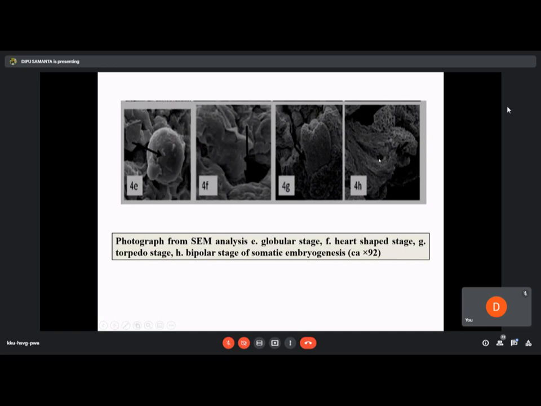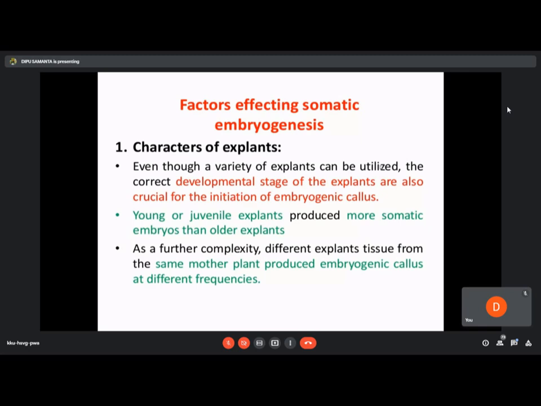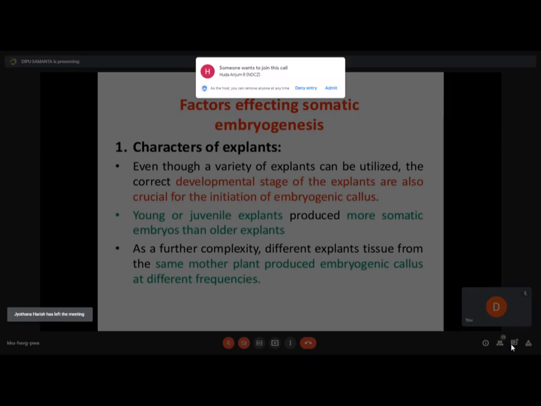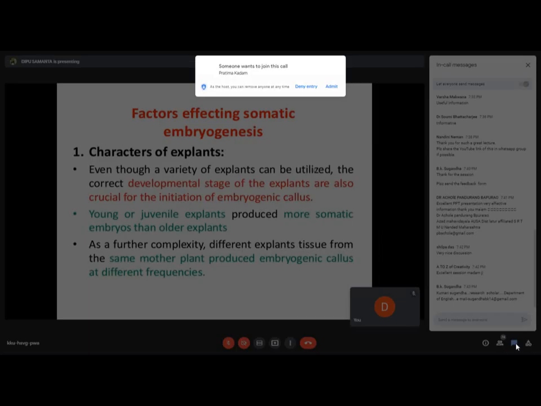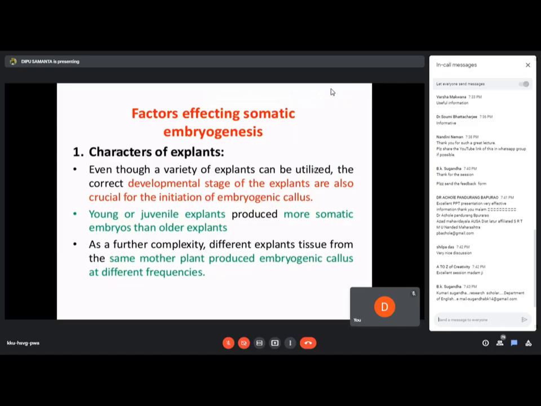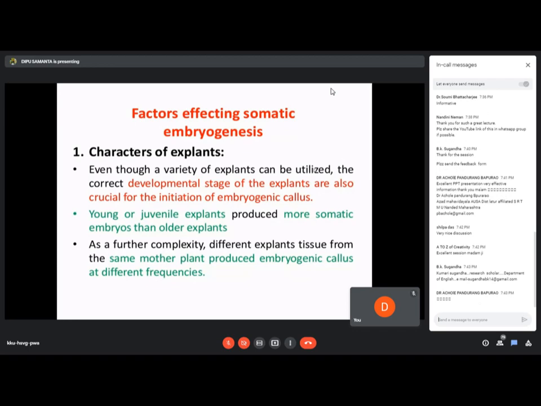Okay. Now, I have mentioned in earlier slides that there are several factors that govern somatic embryogenesis, of which the characteristic and choice of explant is very important. Generally, we use young and juvenile explants to produce more somatic embryos than older explants. As a further complexity, different explant tissues from the same mother plant produce embryogenic callus at different frequencies.